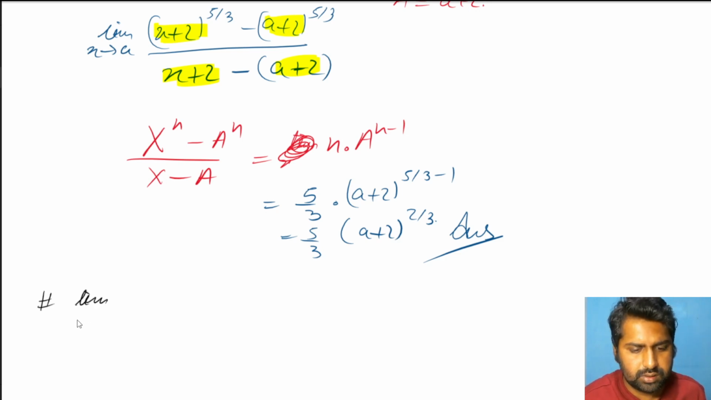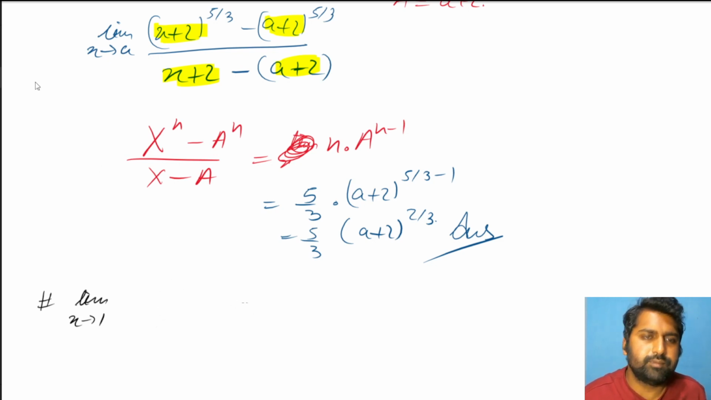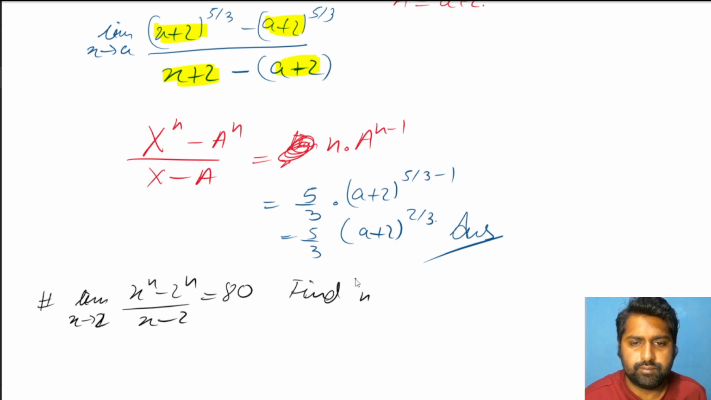Next, limit x tends to 1, x raised to power 4 minus 1 upon x minus 1, this one is simple and let's not do that. Limit x tends to 2, x raised to power n minus 2 raised to power n upon x minus 2 is 80. Find n. Okay, this time you have to find n accordingly.